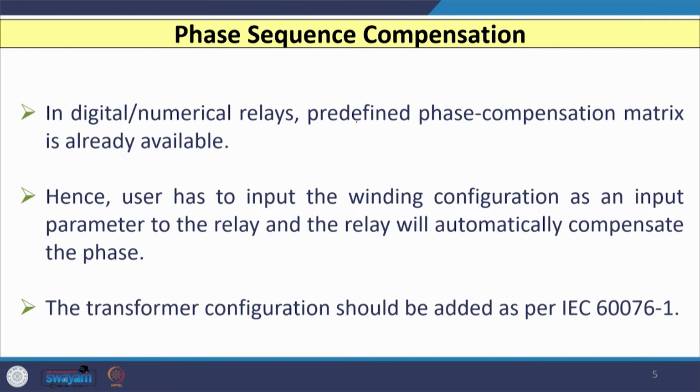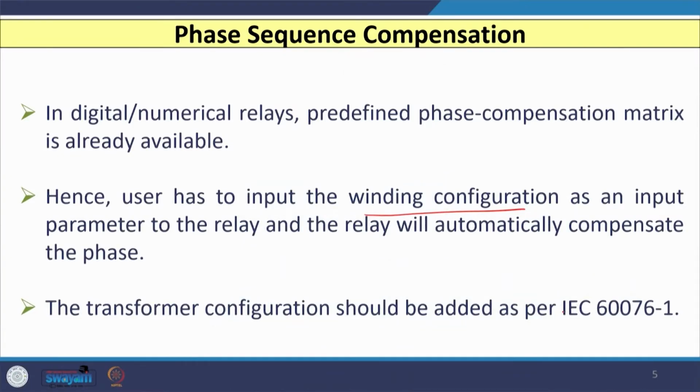So, as a user, if I want to use a delta star 11 connection, I have to simply enter the specific winding connection or vector group into the digital relay as an input parameter. Based on that vector group input by the user, the digital relay will automatically compensate the phase shift that exists between LV and HV winding, because you have already input the winding connection. For that particular winding connection, a specific compensation matrix is selected, and based on that compensation is carried out.